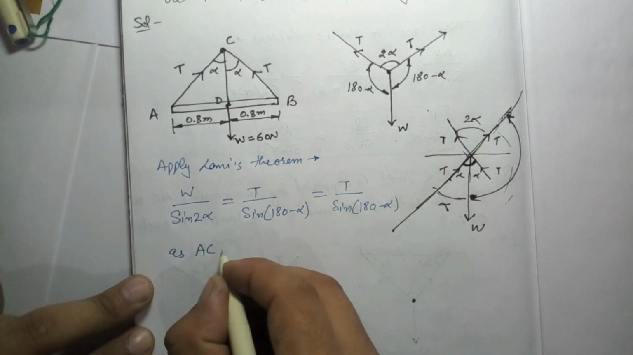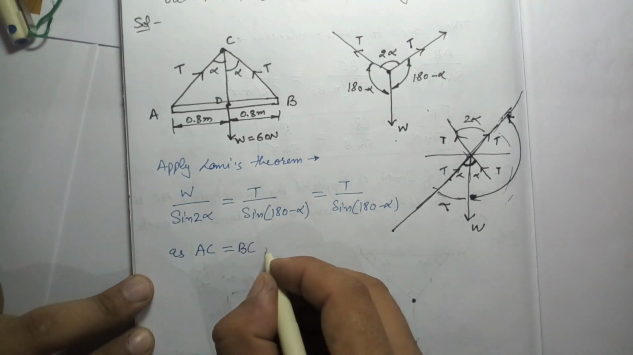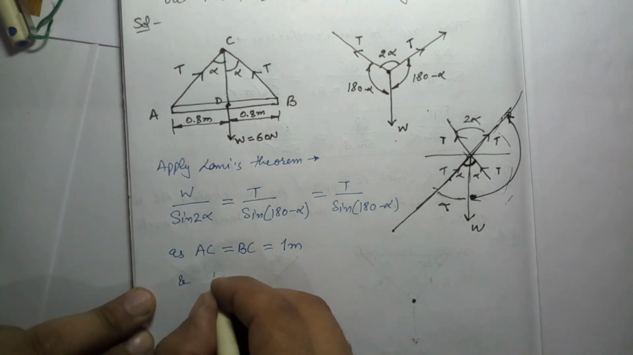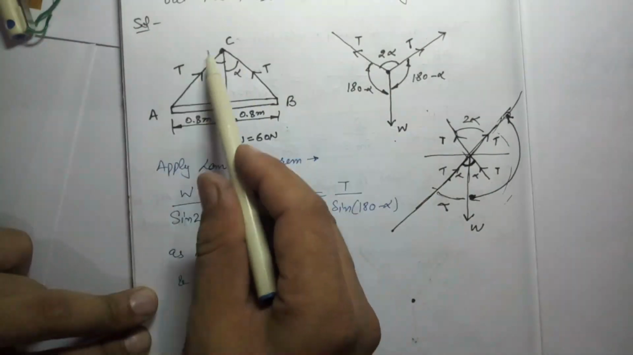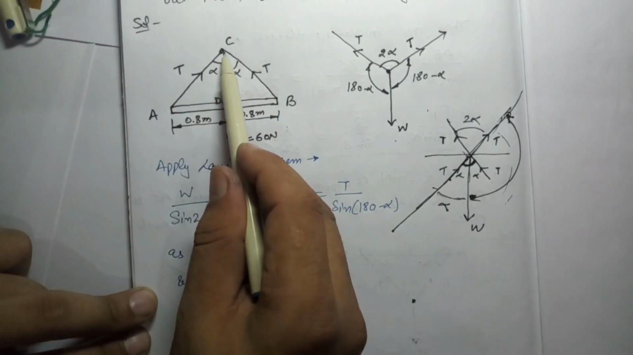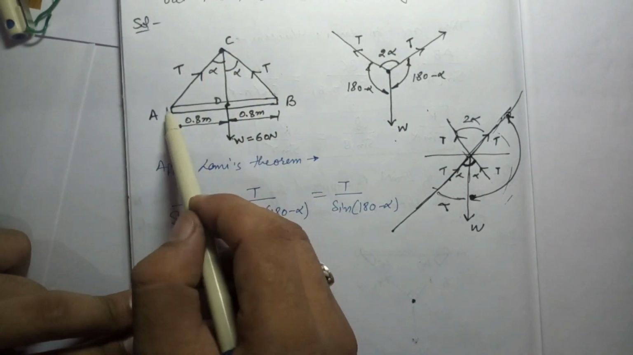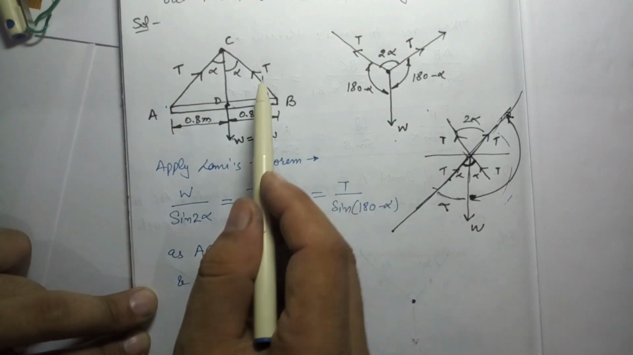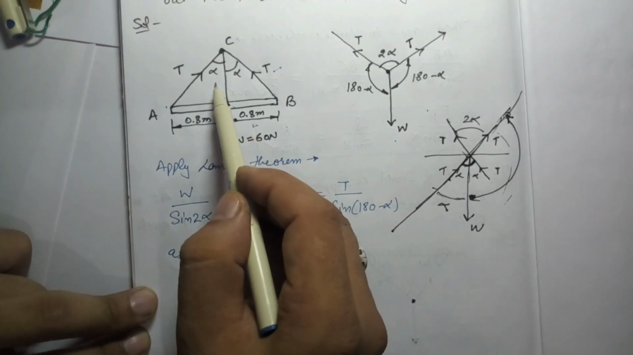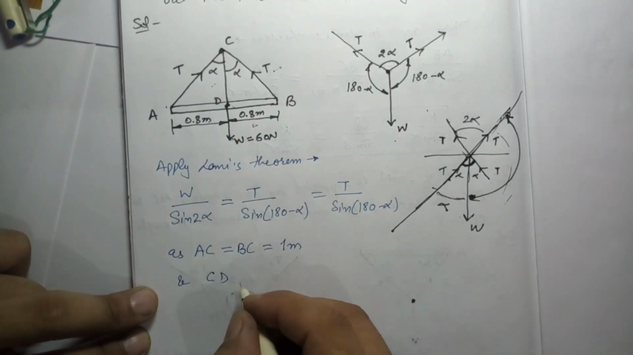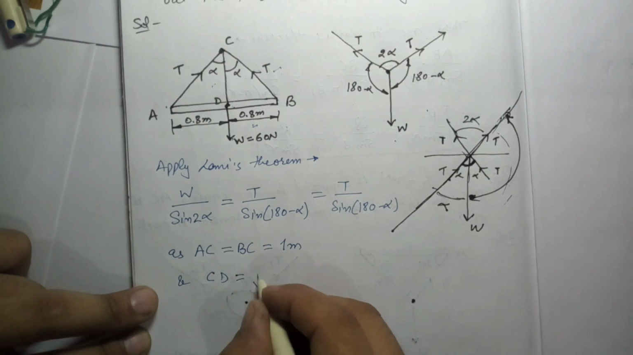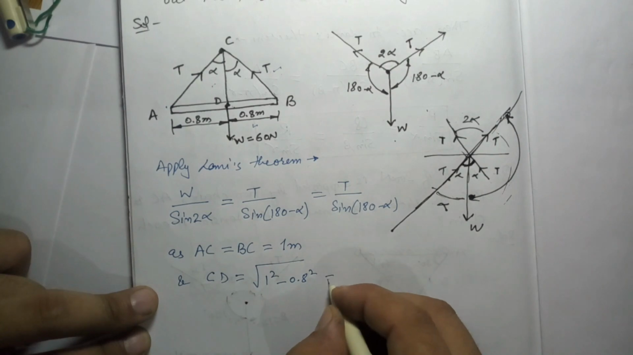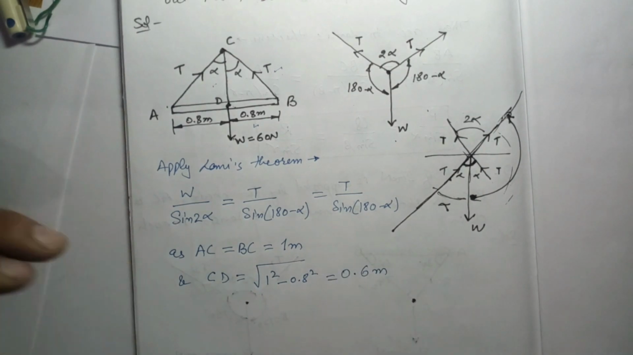Now, as AC is equal to BC, we know the length of these, that is equal to how much? 1 meter, and CD, the total length of this top, is 2 meters. So 1 meter on this side, 1 meter on this side, from this to this one, this to this one. So that is 1 meter. Can we find out the value of CD? We have the hypotenuse, we have the base. Can we find out this perpendicular using Pythagoras theorem? So CD will be root of 1 square minus 0.8 square, and that will be 0.6 meter.